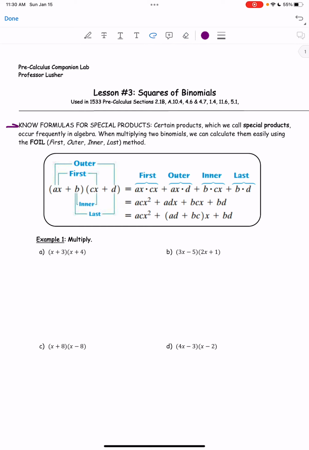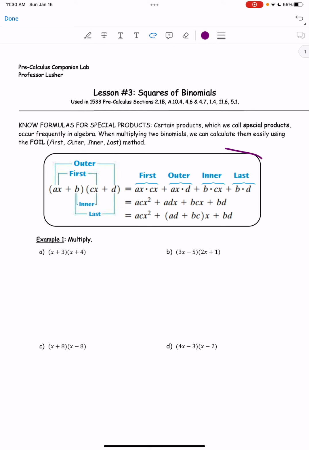And so it says right here to know your formulas for special products. Certain products, which we call special products, occur frequently in algebra. When multiplying two binomials, we can calculate them easily by using the FOIL method. And so FOIL stands for, right here, first, outer, inner, last.